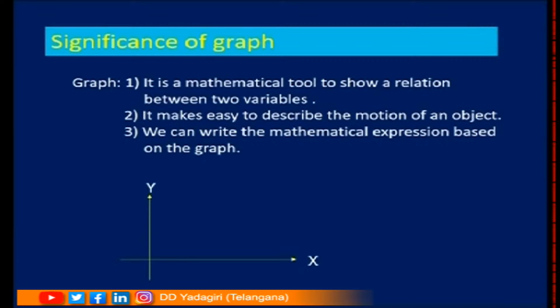A graph has an x-axis as well as a y-axis and also an origin. This is the origin. Along the x-axis we have to take time, and along the y-axis we have to take distance. Take the time values and distance values, put the points on the graph and map those points. You will get the graph. So let us see one example, children.